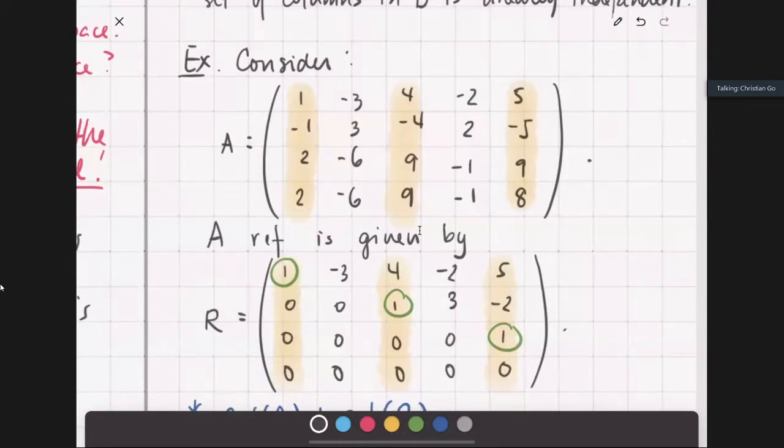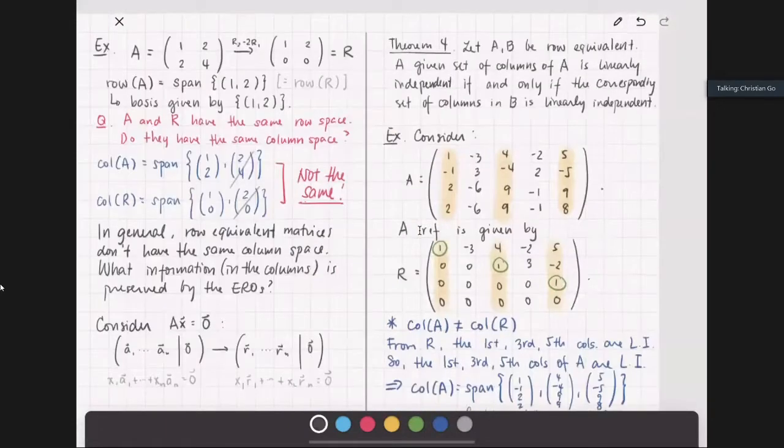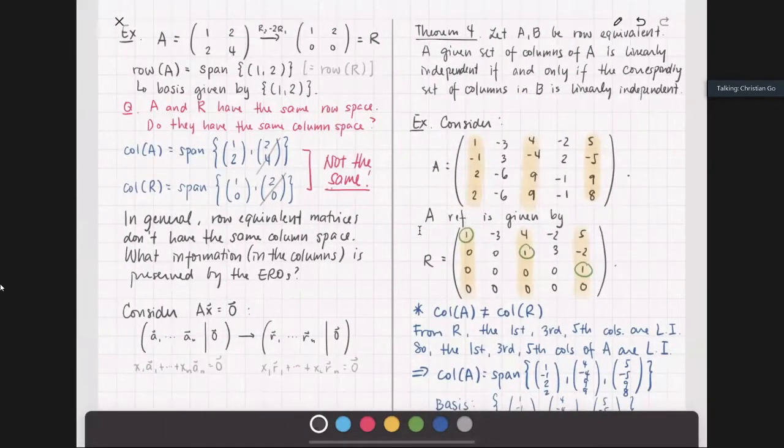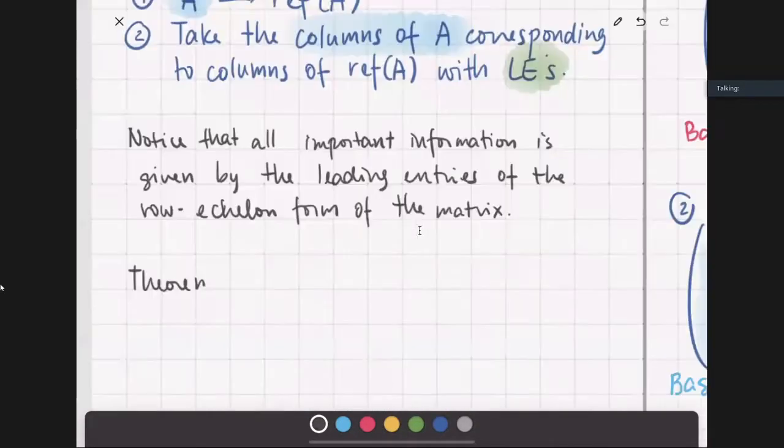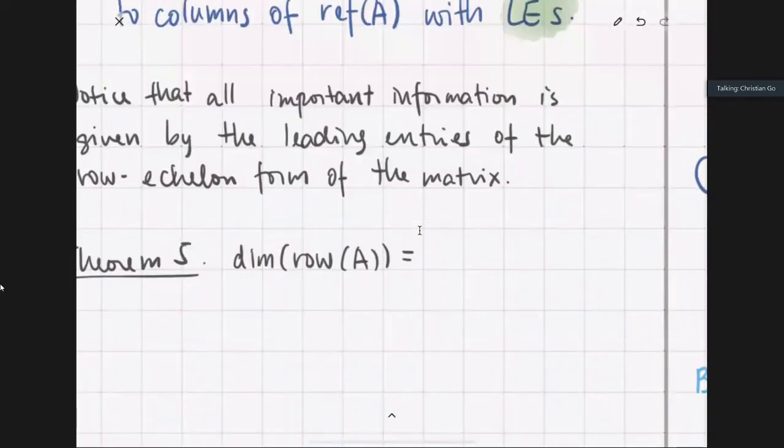How many basis vectors for the row space? 3, because there are 3 rows with leading entries. So what can we automatically notice? The dimension, the number of basis vectors for the row space of a matrix is the same as the number of basis vectors for the column space of a matrix.